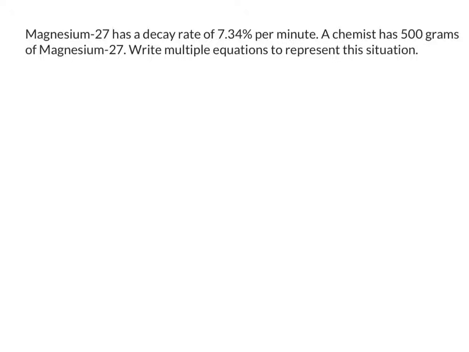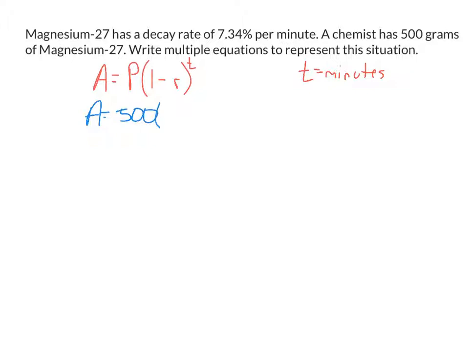What we can do, we know the exponential decay formula: the amount starts with P, our original amount, times 1 minus our rate, to the T. In this case, T is going to be time, and since we're decaying per minute, it'll be time in minutes. We can fill this information in. The amount we'd be left with, we started with 500, times 1 minus our rate turned into a decimal, 0.0734, to the T.